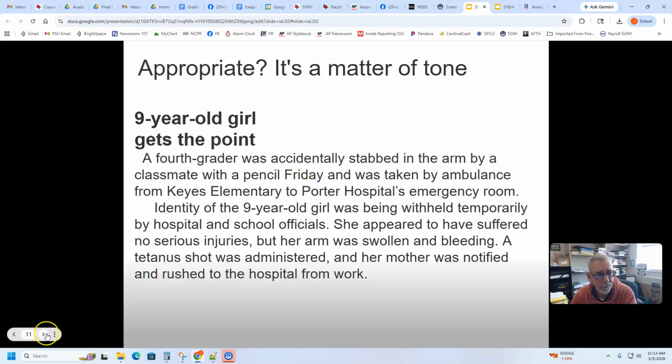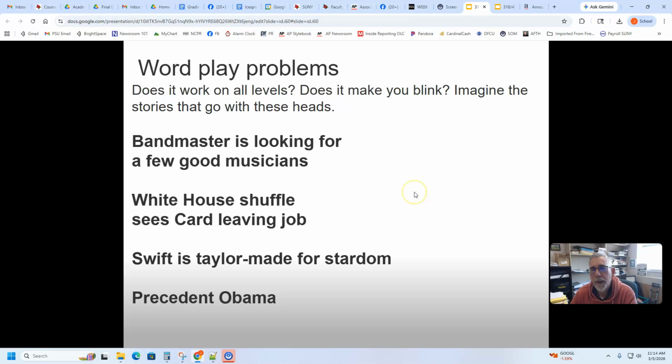Oops, wrong way. Wordplay problems. "Bandmaster is looking for a few good musicians." The "a few good" cliche phrase is just overused so much.